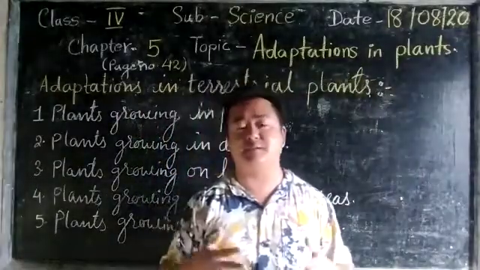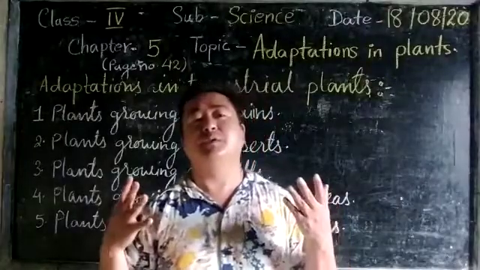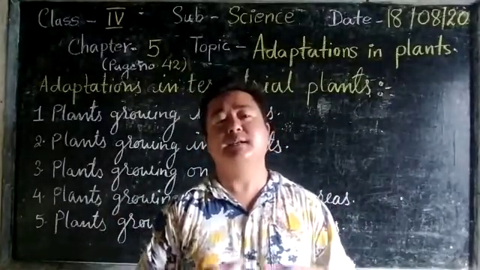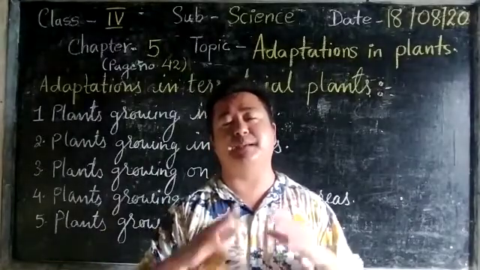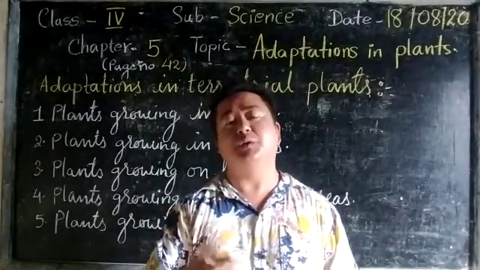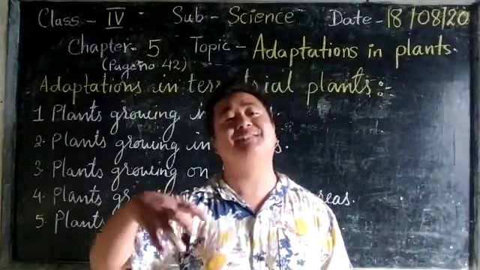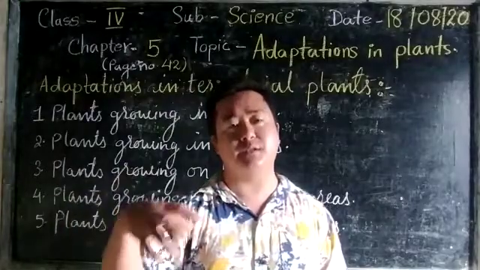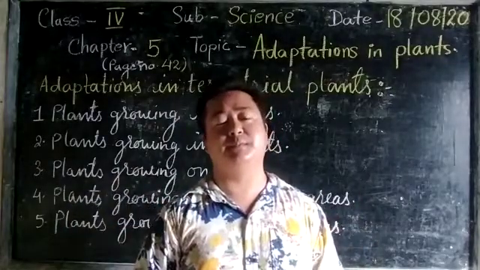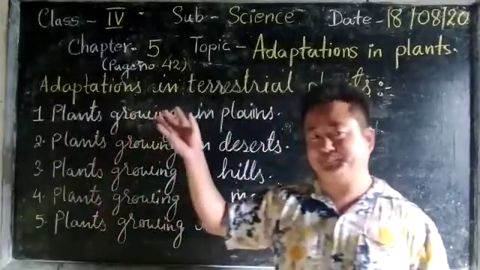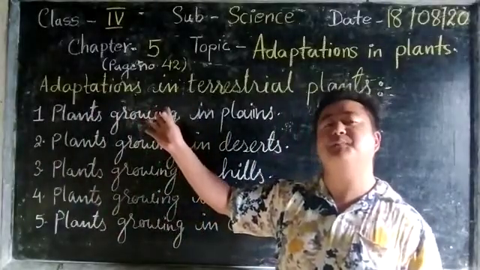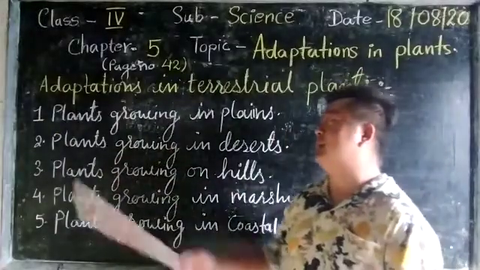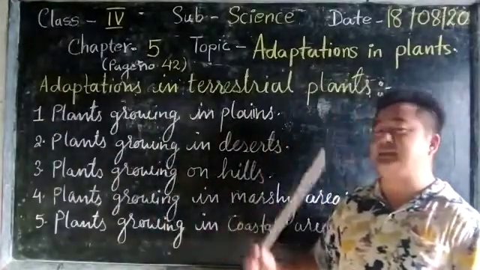When we say terrestrial plants, we know that they are the plants that grow on land. By saying that, we can make out that plants grow in different parts of the earth, on the ground. These are the following that are found in the different parts of the land. The first and foremost that we can see is plants growing in plains.